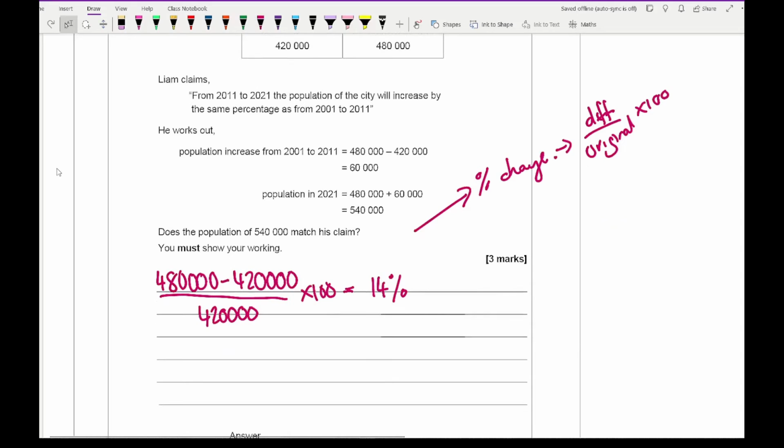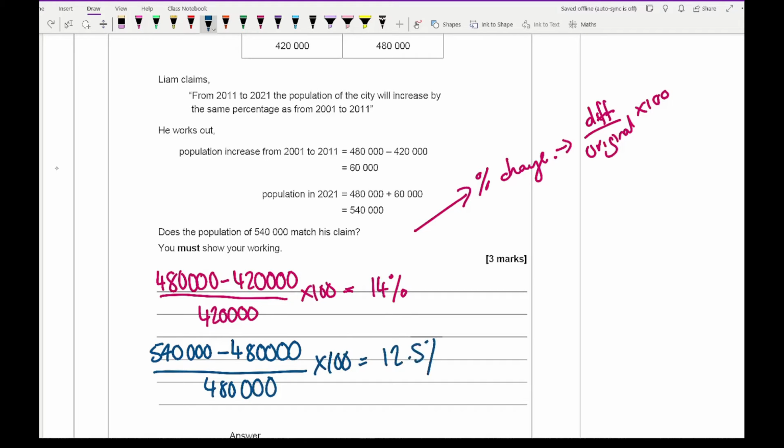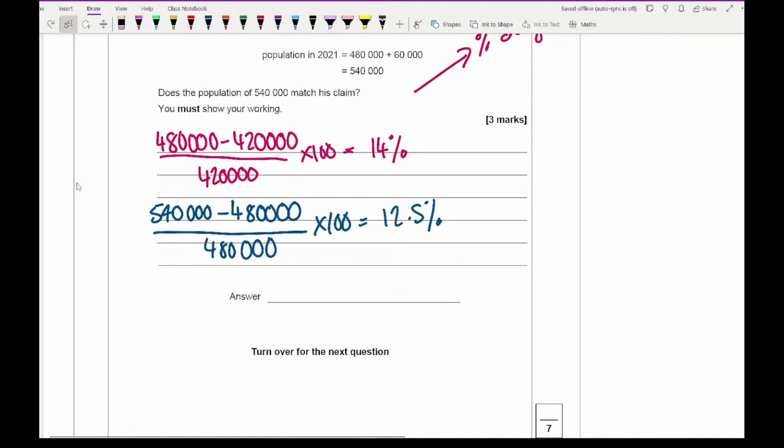Then if we look at the next increase from 2011, this time we're going to do 540,000 minus 480,000, all divided by the original one, which was 480,000. If we times that by 100, we get a percentage of 12.5. So as you can see, as the percentages are different, does the population match his claim? The answer is no, it doesn't.